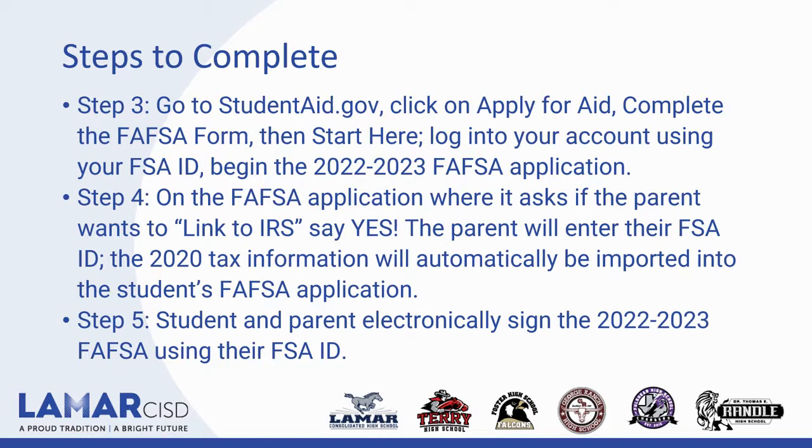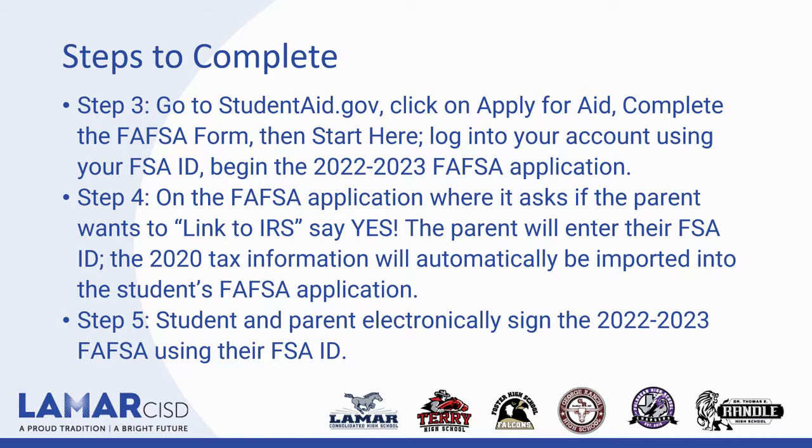What will happen is the parent will click on the link to IRS button. It will ask them if they want to proceed. They will click proceed. It will show them an IRS screen. It will ask to verify the mailing address that was on the 2020 tax information. It's very important that you enter the mailing address correctly. So once you enter the mailing address, then you will click proceed. Magic will happen and the 2020 tax information will automatically import into the student's FAFSA application.